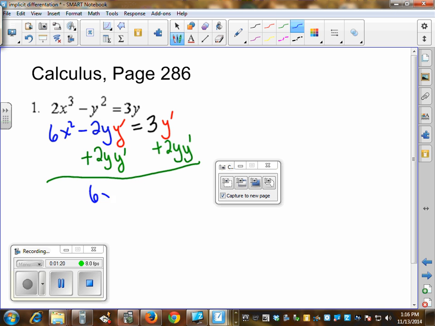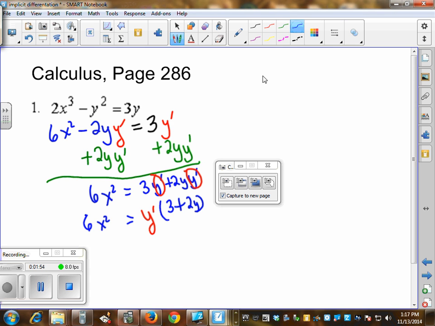That will give us 6x squared equal to all of this. And the purpose of this was to find the derivative, so we need to solve this equation for y'. Those two expressions have that in common, so let's factor that out. That'll leave us with 3 plus 2y equal to 6x squared.